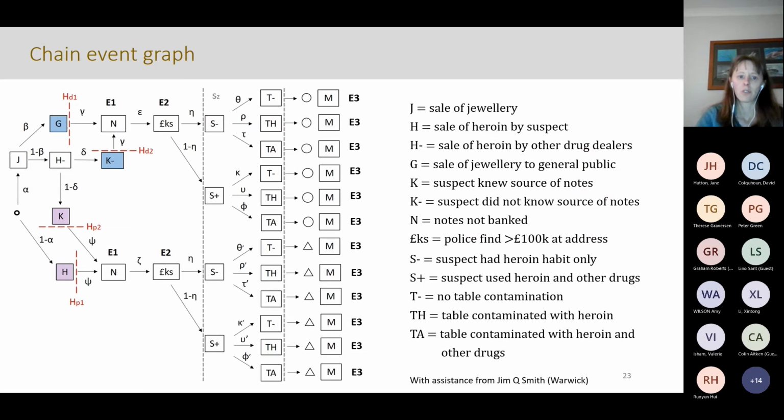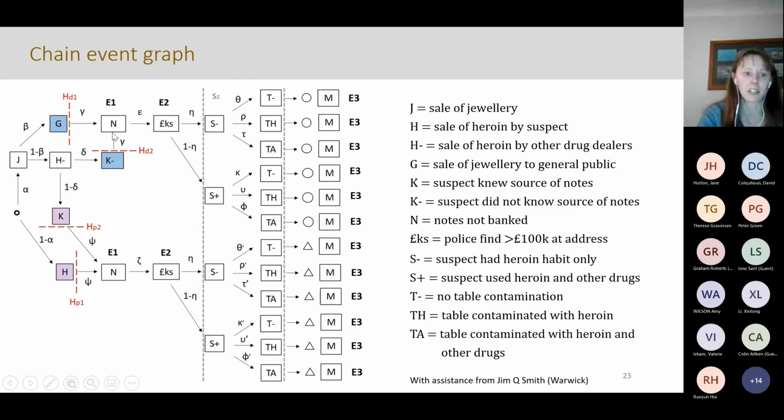This is our chain event graph that we came up with. It looks complicated, but it's just roughly the same as the stage tree. At least it tries to include the same amount of information. If we start here on the left again, where there's no contamination on the banknotes, either Stephen Compton sold jewellery or he sold heroin. If he sold jewellery, he either sold to the general public or he sold to heroin traffickers. And he either knew about them being heroin traffickers or he didn't.